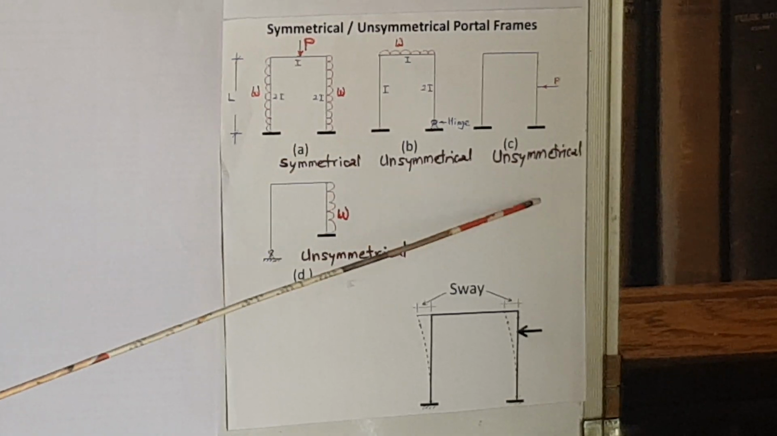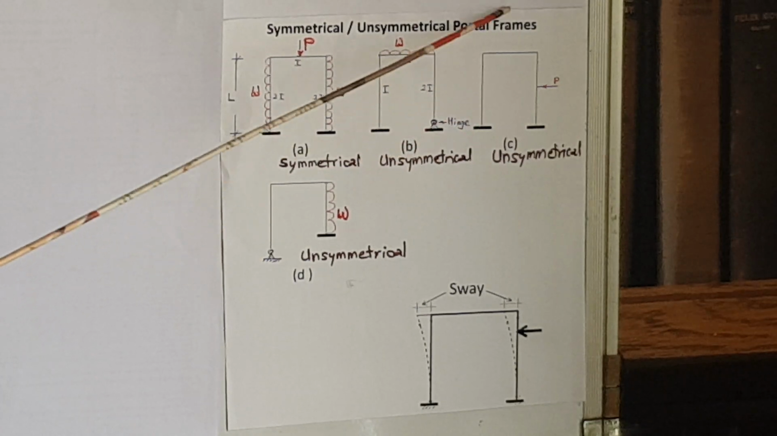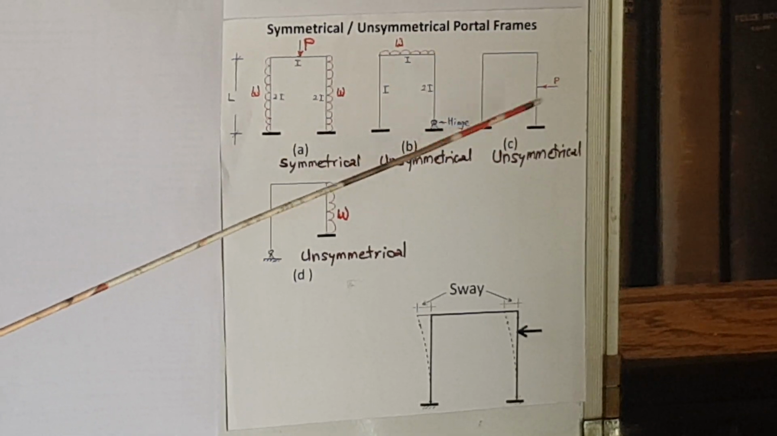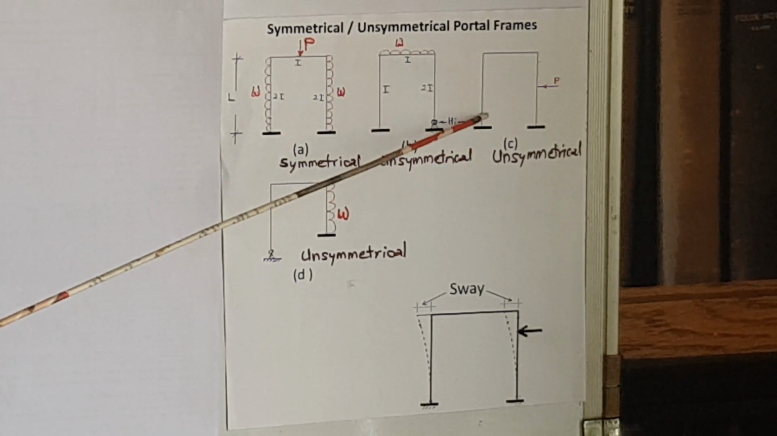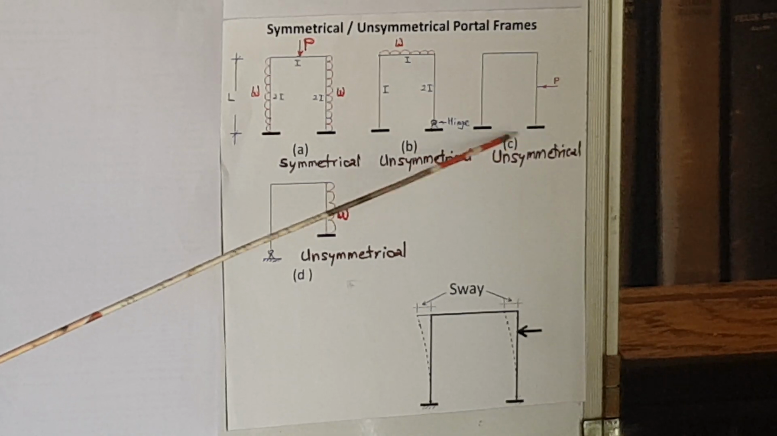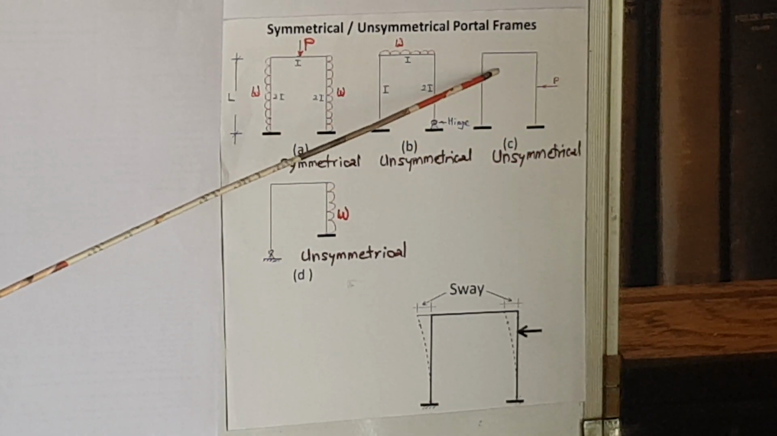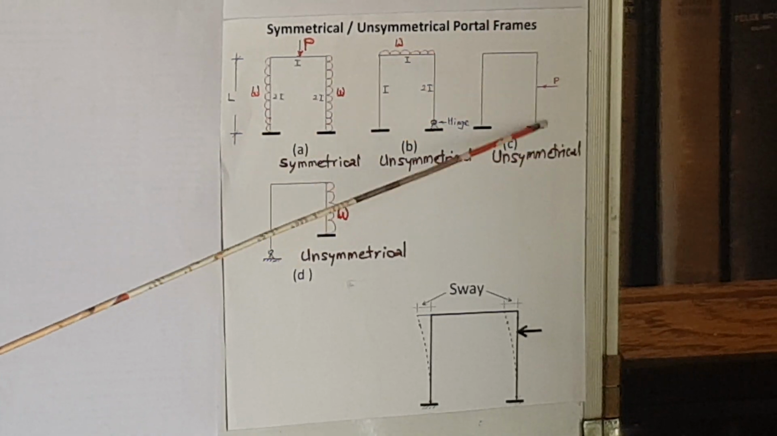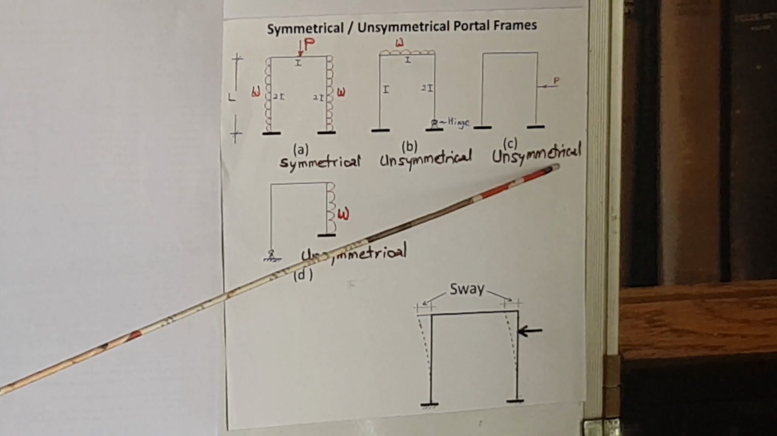Let us go to frame C. Frame C seems to be symmetrical in all respects other than the load. The dimensions, the geometry, the moments of inertia and the support conditions are all symmetrical, but the load P is applied only on one column. So this means that the load is applied unsymmetrically on this frame. So this is an unsymmetrical frame.